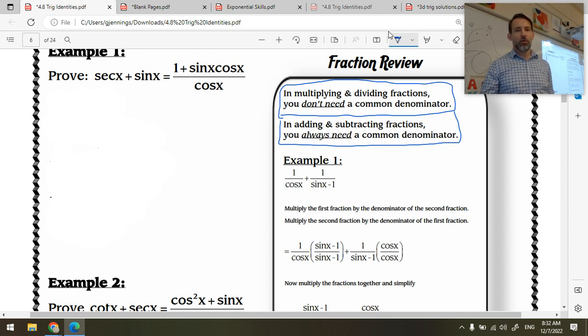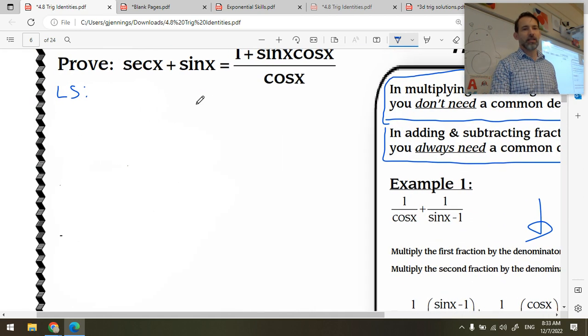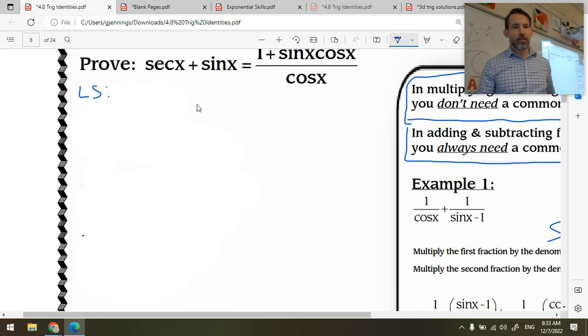When we're doing these, we're going to have to do things like multiply the top and the bottom by the opposite thing. The example they give down here is a good one. Let me go through this one and show you how we would work that. So here, let's work the left side. So the left side here, secant x plus sine x. Okay, let's go. So secant x, I can write that as 1 over cosine of x. And then I'm going to be adding sine x. So I'll put sine x up here.